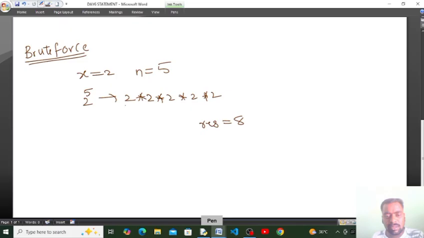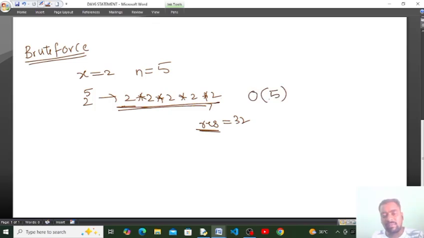So up to now we are done with 2 to the power of 3, that is 8. Again, multiply this 8 with 2, so it will be 16. That means 2 to the power of 4 is done. Next, multiply this 16 with 2, so it will be 32. So how many times did we multiply 2 with the result? 5 times. So the time complexity is order of 5, because n is 5.